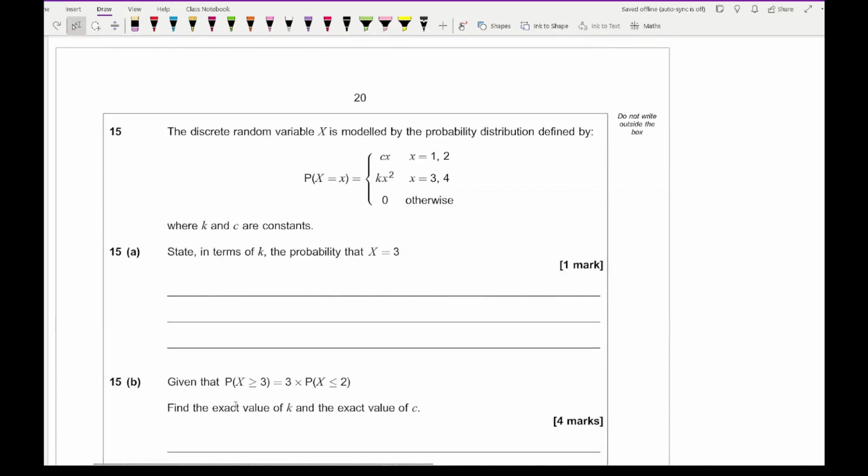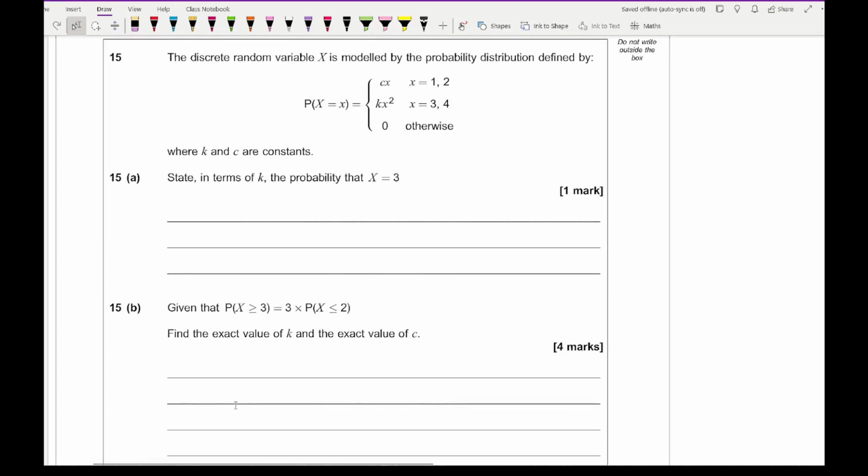Then moving on to question 15, it says the discrete random variable x is modelled by the probability distribution defined by, and we've got our probability function there where k and c are constants. State in terms of k the probability that x is 3. Well, when x is 3, I need to use this function here. So here, when x is 3, we have k times 3 squared, which is 9k.